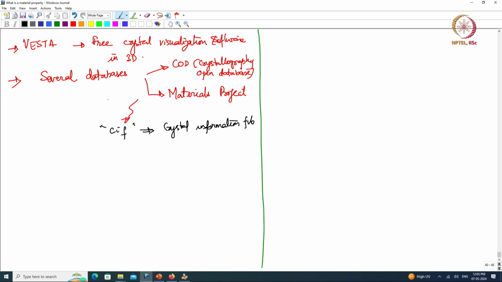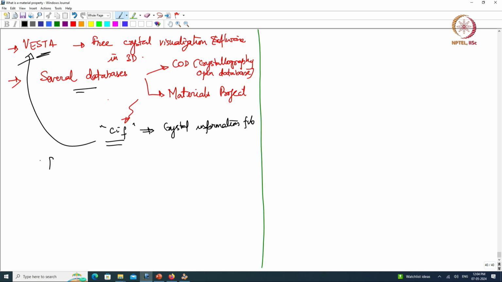You can download the CIF file of any crystal, platinum, molybdenum sulfide, barium titanate, whatever crystal you want, to be able to visualize it, and the CIF file can be directly read in the VESTA software. You can just import it into VESTA and then the visualization comes and you can easily play around with it. I encourage you to download both VESTA and certain simple crystals.